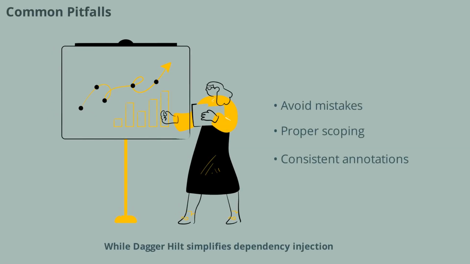While Dagger Hilt simplifies dependency injection, there are common pitfalls to watch out for. These include inconsistent annotation usage, improper scoping of dependencies, and neglecting modular architecture. We'll discuss how to avoid these mistakes and ensure your projects remain robust and maintainable.